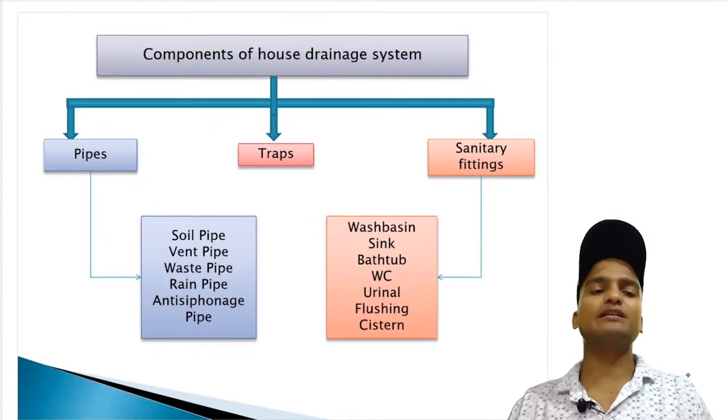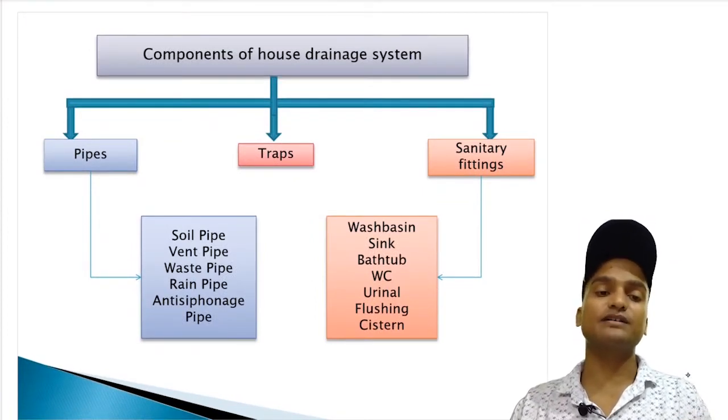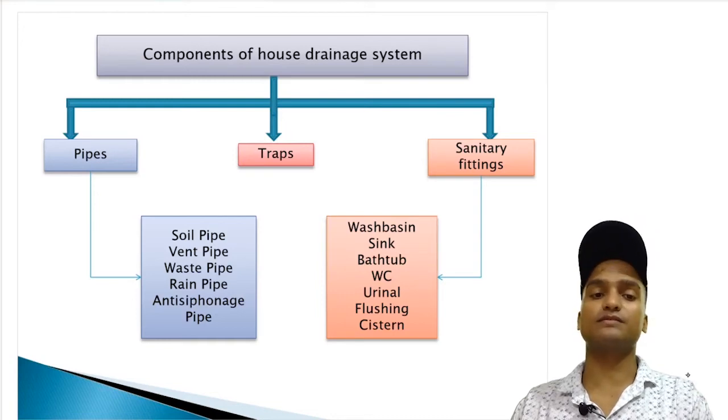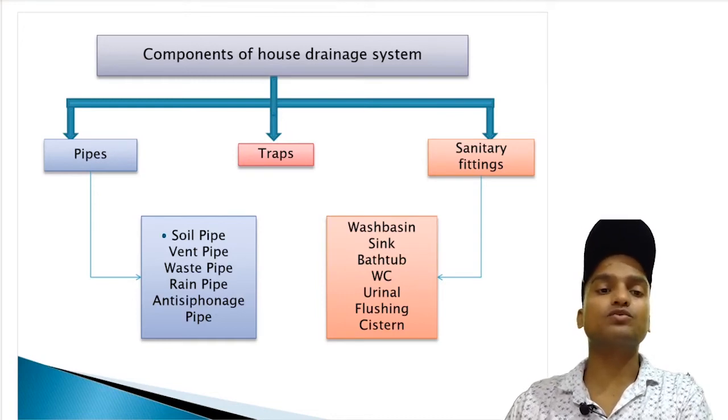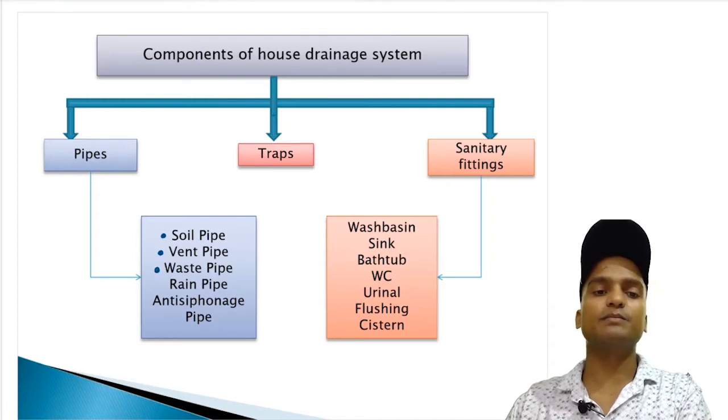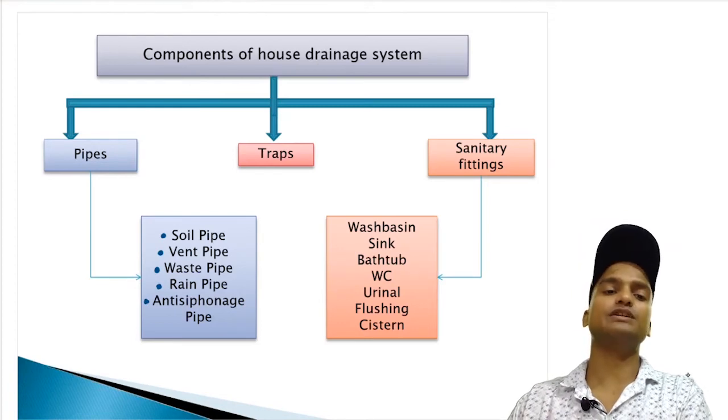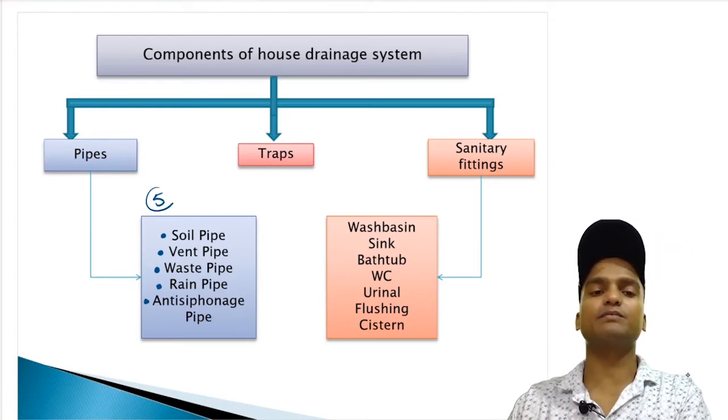So pipes are classified into different categories based on the different functions that they are going to serve. Just like there can be soil pipe, vent pipe, waste pipe, rain pipe, and anti-siphonous pipe. Alright, so these all are the 5 different types of pipes.